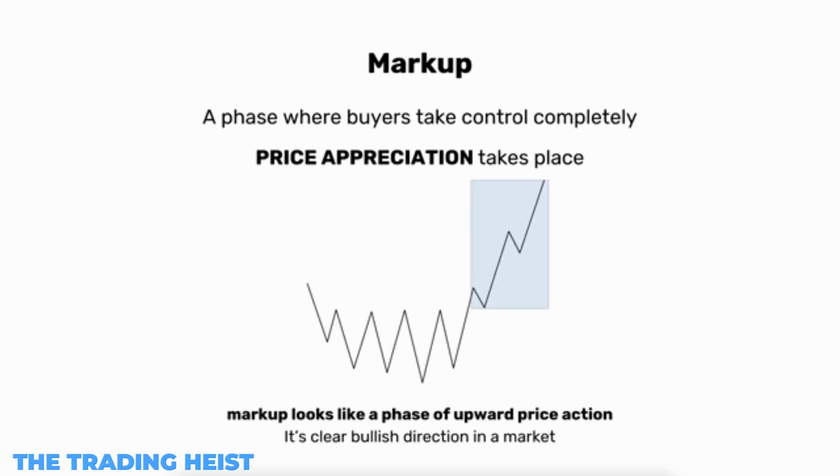And it looks like this. So following on from the accumulation, we have this phase of markup, which is a push to the upside or a profitable phase for buyers. It's a clear bullish direction in a market.